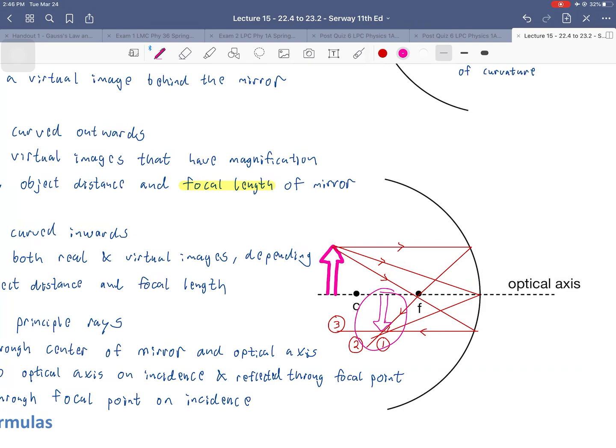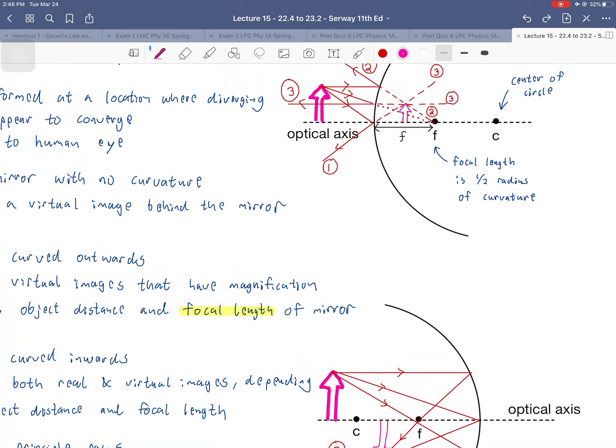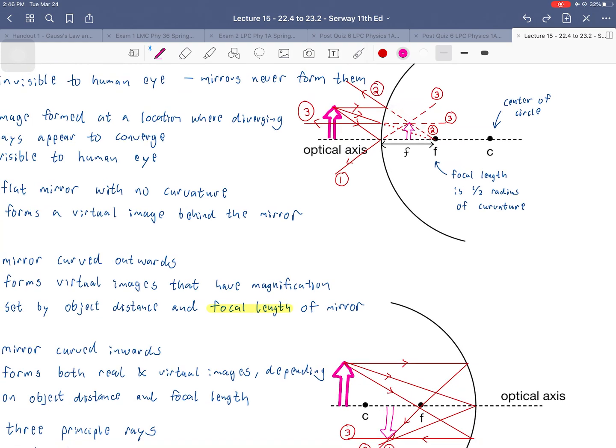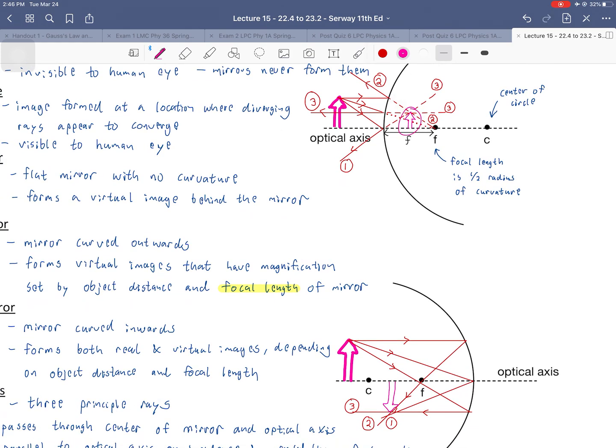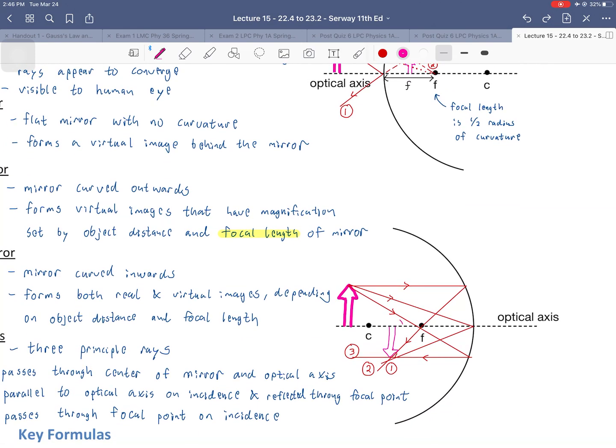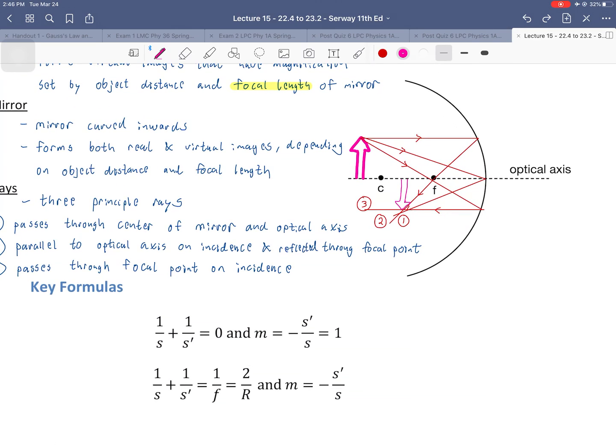So this represents a real image, whereas the image for the convex mirror was virtual. Notice that the virtual image is not vertically inverted, it's upright, whereas the image for the concave mirror, the real image, is inverted. It's flipped upside down. Well, that's a rule. Virtual images are always upright. Real images are always inverted. Okay? All right. So let's put this all in the language of a formula.